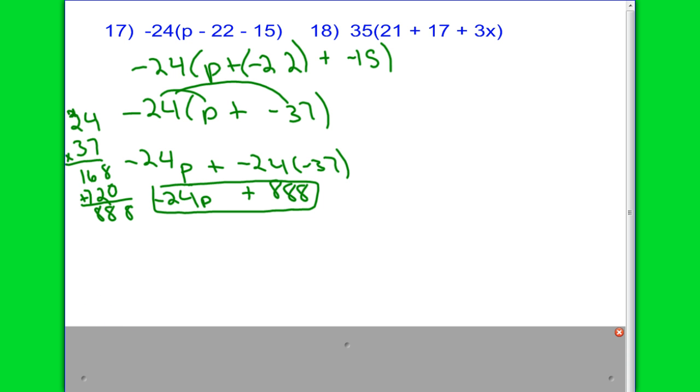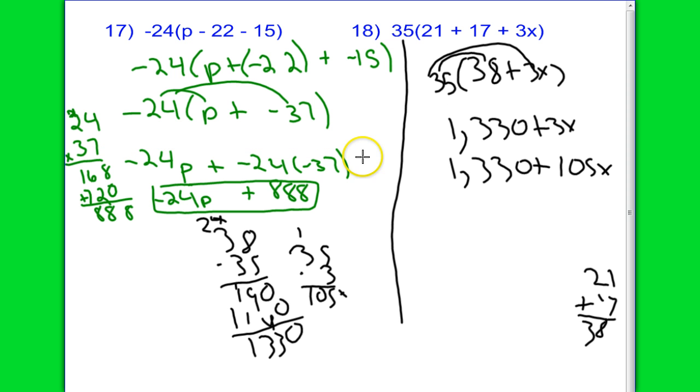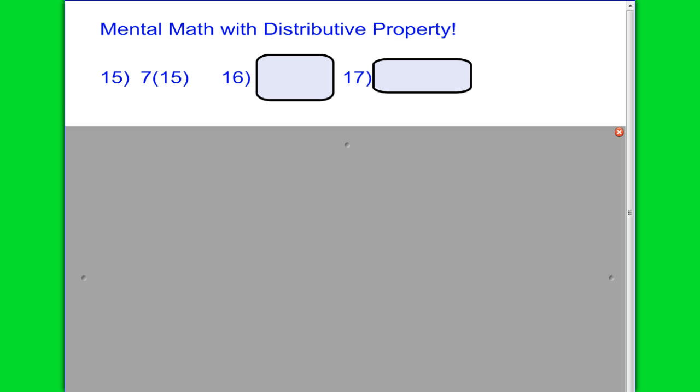And there is her beautiful answer. She simplified what was in parentheses, watching out for negatives, and then she distributed the -24 to both terms. Number 18 is a little simpler because there really is no subtraction. Okay, so here we have a great example again of simplifying the expression in the parentheses and then distributing. 35 is the factor that we're distributing to each term. He shows his scratch work off to the side, so his expression can be brought down each time a little bit simplified. This is mental math with the distributive property, and it's really useful.